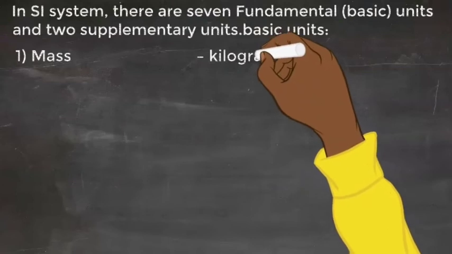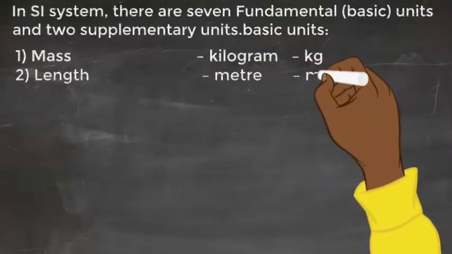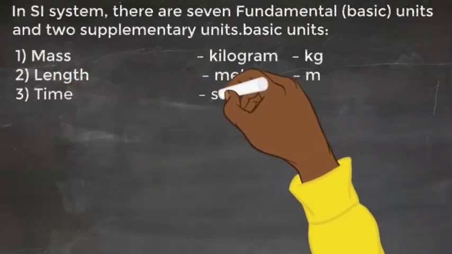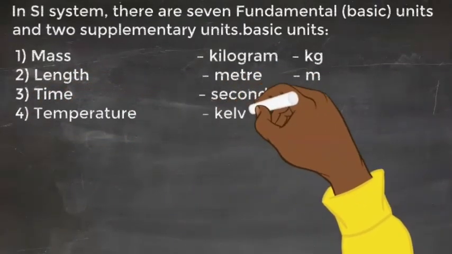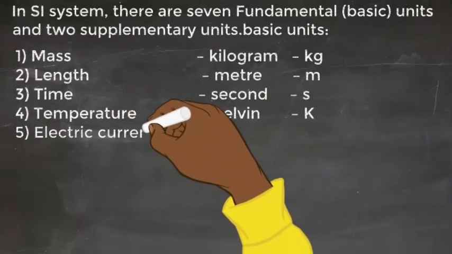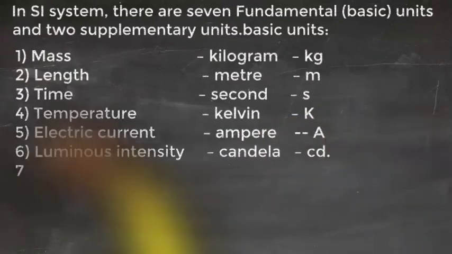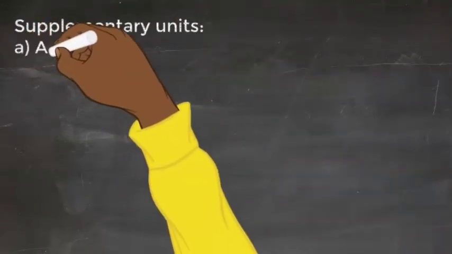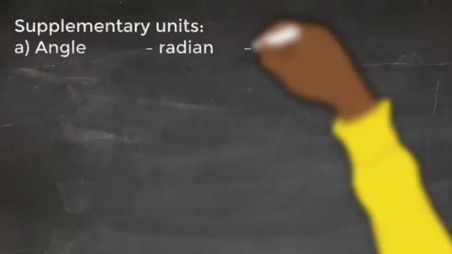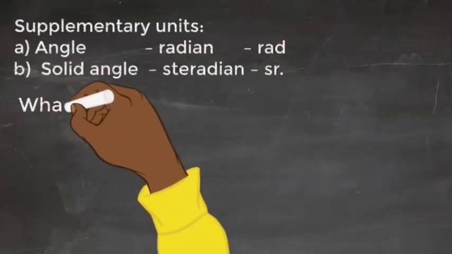Number 1, mass represented as kilogram or kg, length represented as meter small m, time as second small s, temperature as Kelvin capital K, electric current ampere capital A, luminous intensity candela cd, amount of substance mole. Supplementary units. Number 1, angle radian. Number 2, solid angle steradian.